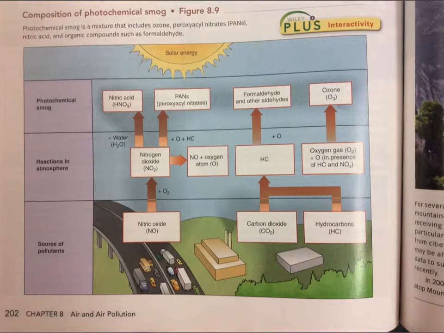Here we have a little diagram depicting smog and how smog forms. But basically you have a source of pollutants like a car, factories, and these go into the atmosphere and react with water or oxygen and sunlight, and they will actually become nitric acid, peroxyl nitrates, formaldehydes or other aldehydes, and ozone.